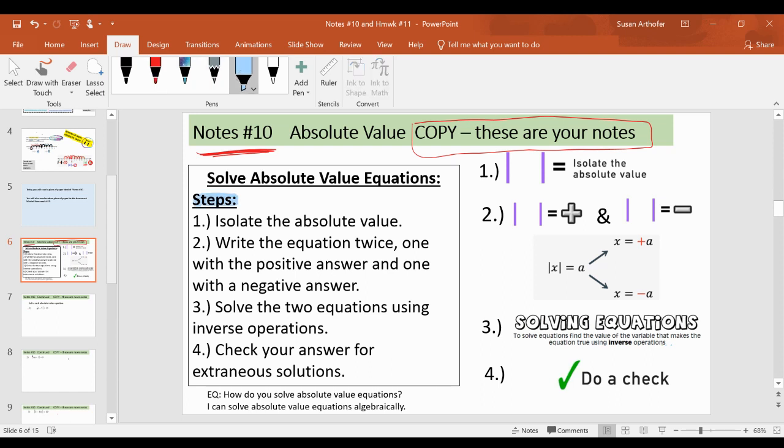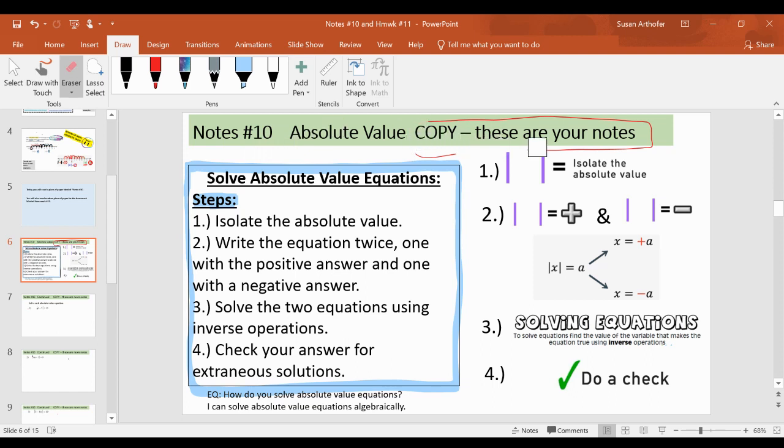So these are the steps. I expect you to copy down the steps that are in this box. And if you just listen for a minute, as soon as I'm done talking, you can go ahead and write down your notes. You can hit pause, right? So I'm going to talk first, and then you can hit pause.